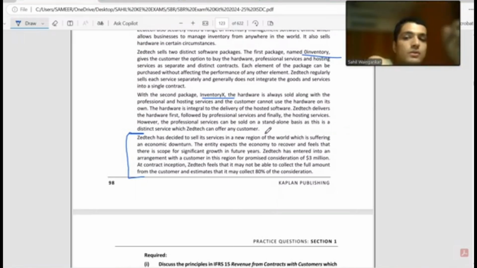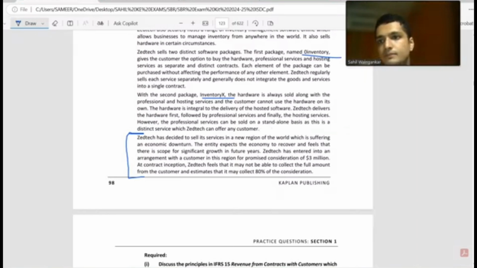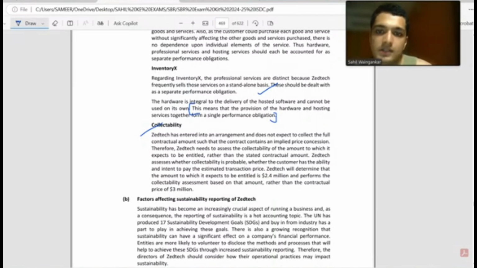स्टार्टिंग में इन्होंने यहाँ पे दो distinct packages बोल दिया ना, तो मैंने दो पढ़ के छोड़ दिया, ऐसा होगा. कोई बात नहीं. भई ये जो नई सर्विस दे रहा है ये एक नई रीजन में दे रहा है जहाँ पर इसने 3 मिलियन का वादा किया था लेकिन 80% ही अभी सिर्फ ये collect कर पा रहा है. तो how will we account for this?